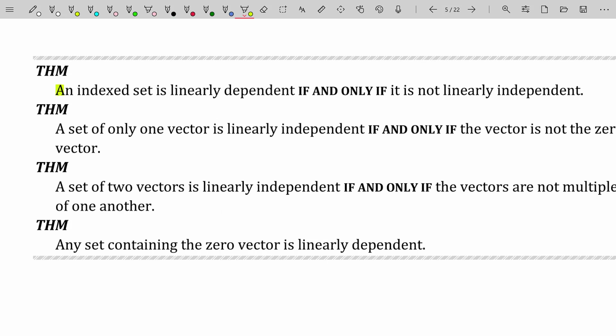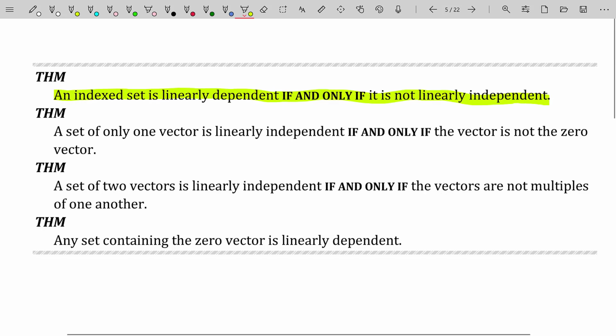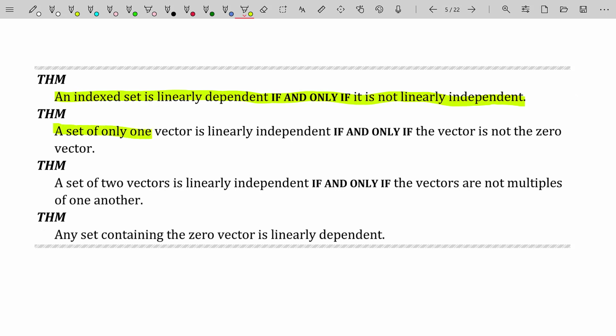For example, an indexed set is linearly dependent if and only if it's not linearly independent. We already know that. It's one or the other, right? You either have a set that's linearly independent or it's linearly dependent, but it can't be both. Another theorem from the past: a set of only one vector is linearly independent if and only if the vector is not the zero vector. That is actually a theorem from the past, but this might be useful in our conversations in this video and future videos concerning vector spaces.